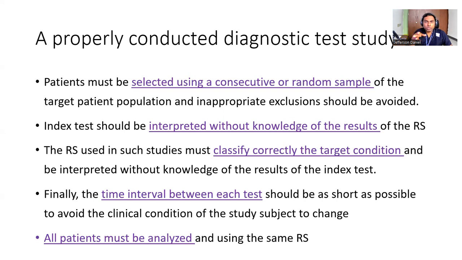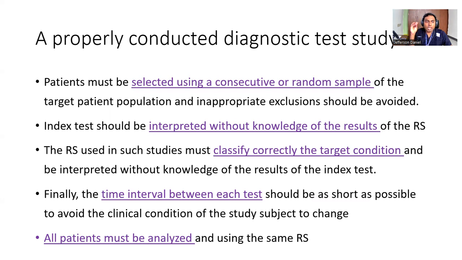It should classify the target condition correctly. For example, you cannot use AFB smear as a reference standard for TB, and you cannot compare the diagnostic test accuracy of TrueNAT and GeneXpert using AFB smear as a reference standard, because we know AFB smear can sometimes be missed. Okay, it's not a good reference standard. On the other hand, the culture method is very much better, so you have to use that.